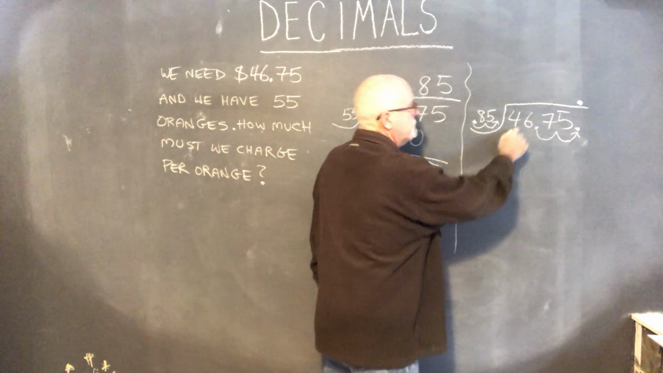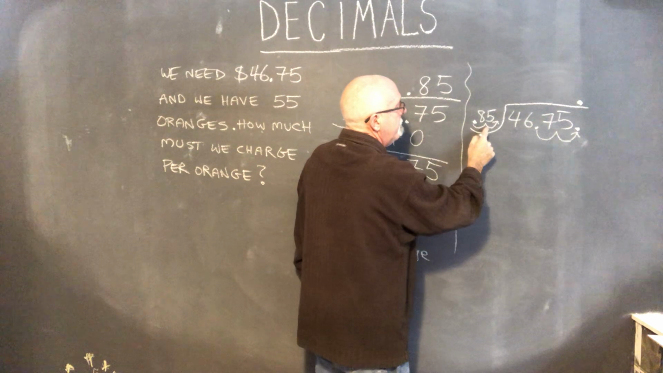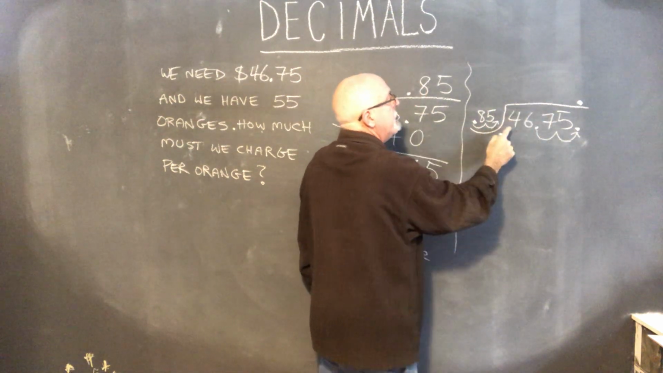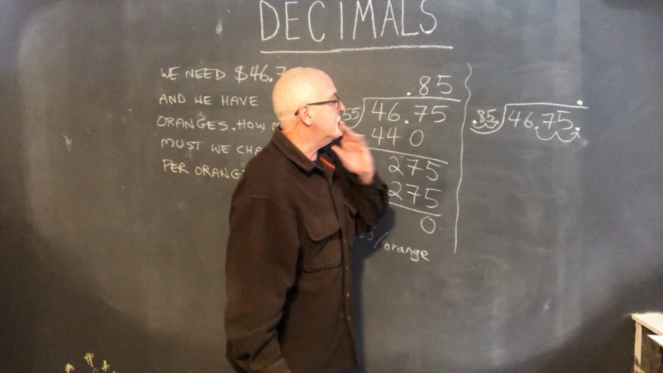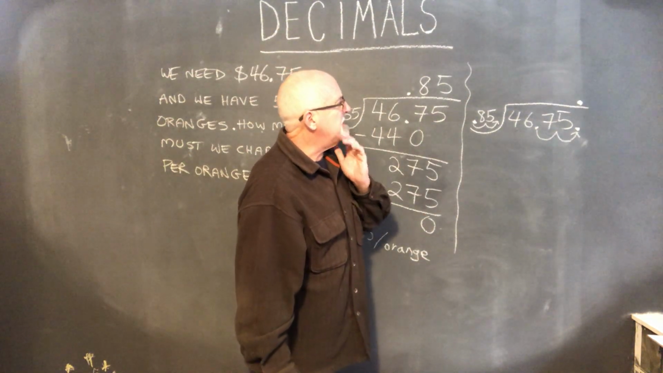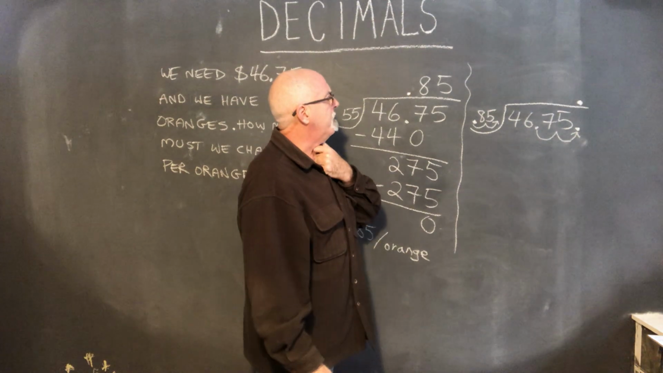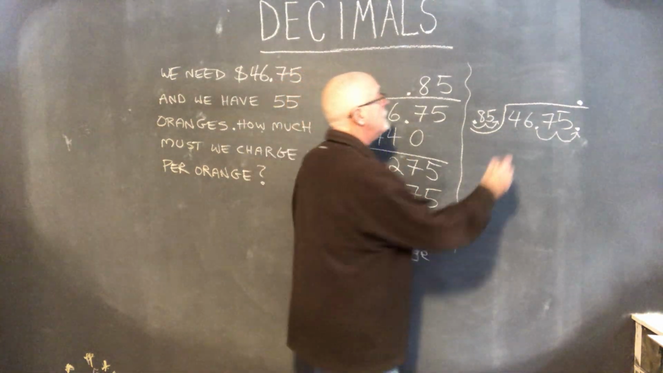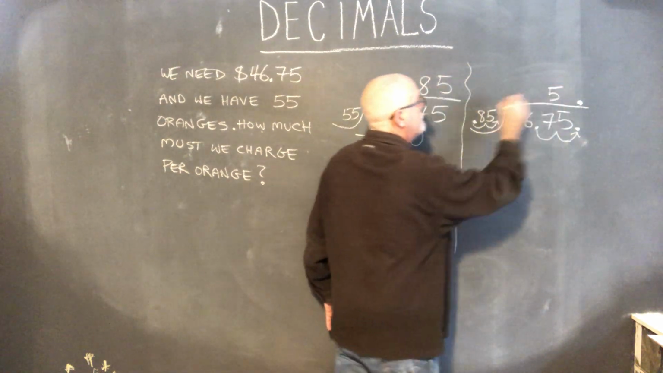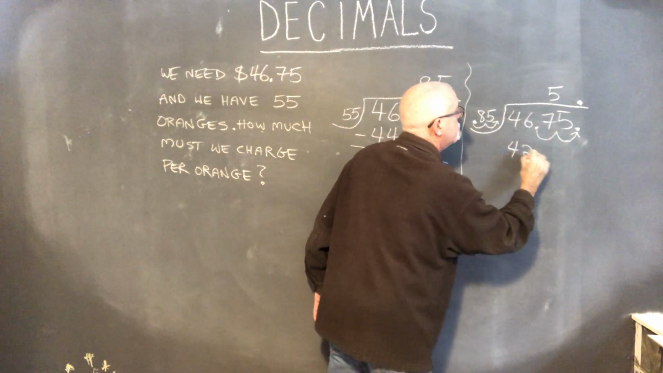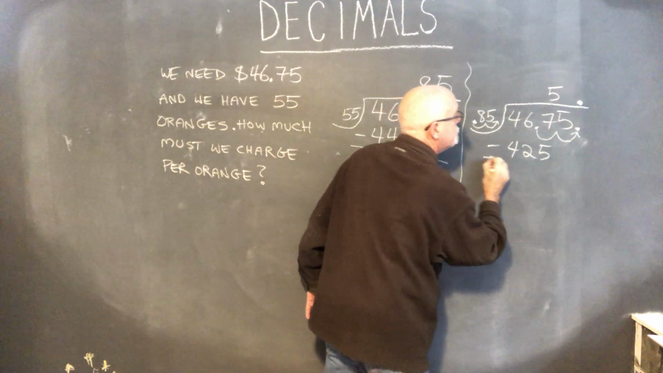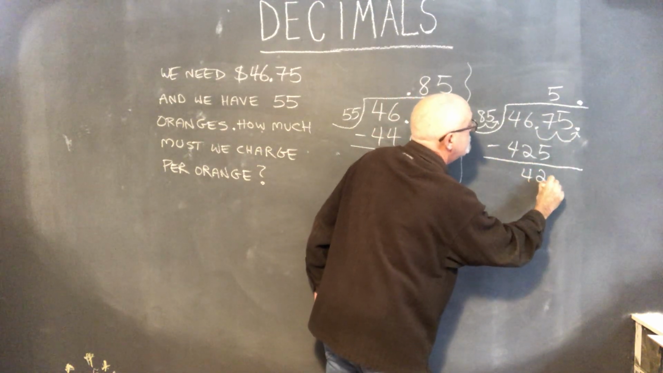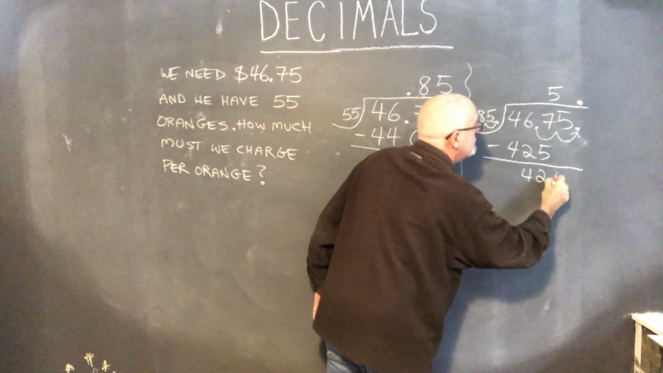85 doesn't fit into 4, so I'm not writing a number here. 85 doesn't fit into 46 either, so I'm not writing a digit here. But 85 will fit into 467. How many times? Will it fit 5 times? Let's think. 5 times 85 is 425. Yes, it will. So I'm putting a 5 here. 5 times 85 is 425. I subtract. Subtracting, I am left with 42 here, but this 5 carries down, so I have 425.